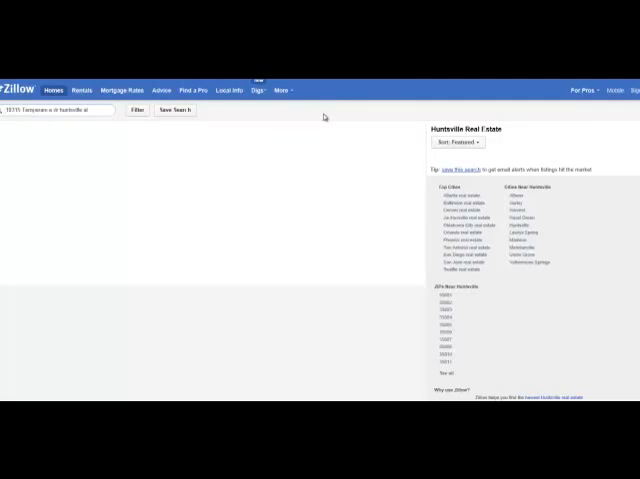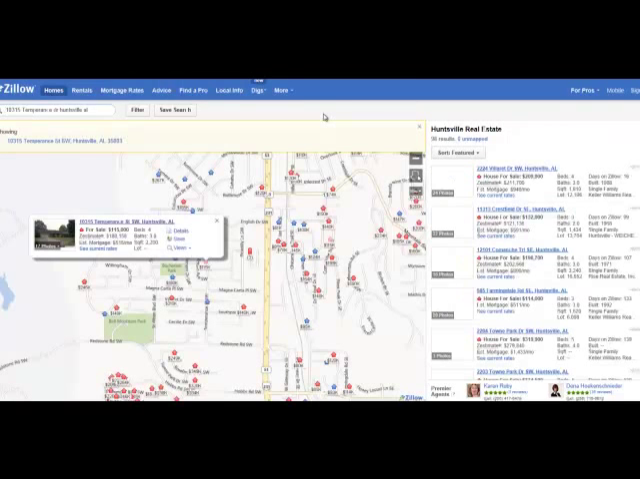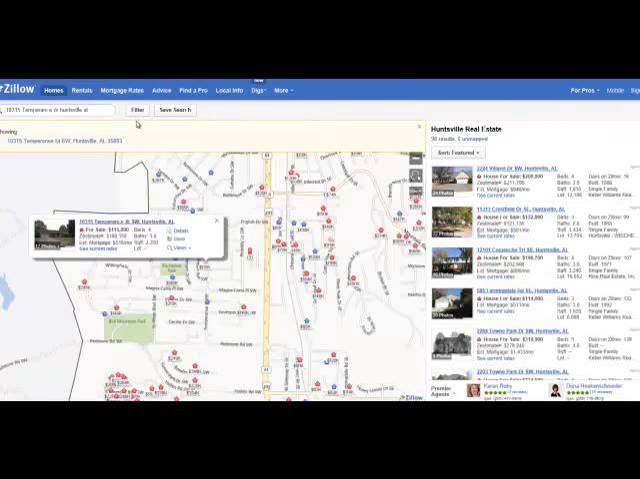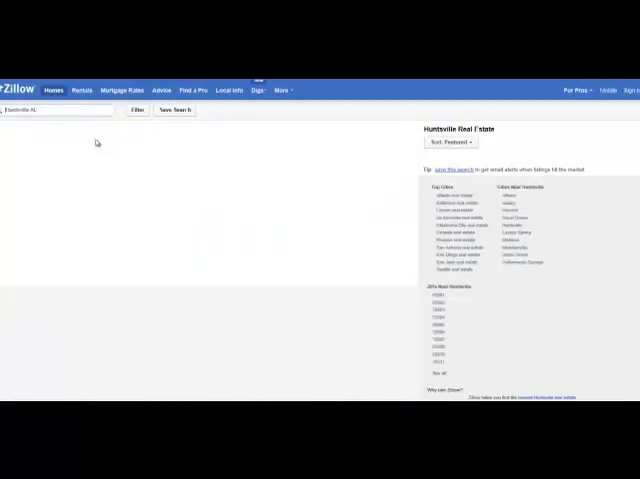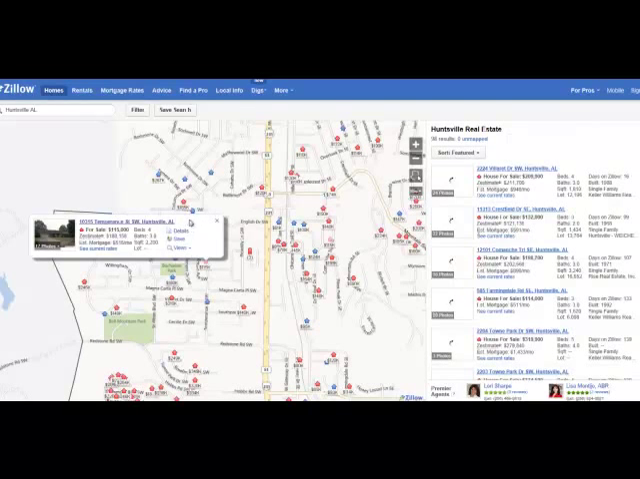So for instance, I can't put a property on the market for $198,000 when all I've got in the neighborhood is property selling for $140,000. Make sense? Yeah, it should make a lot of sense.